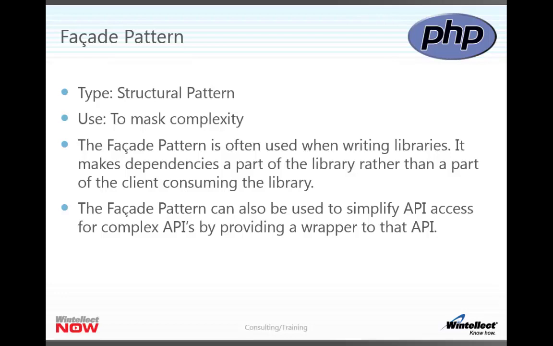So it's often used to mask library APIs and things like that, so the dependencies are moved away from the client that is actually consuming them. You mask it in a facade pattern, simple as that. Another way to do the facade pattern is to simplify API access from complex APIs by providing a wrapper around that. So a facade can actually manifest itself as an actual wrapper. So you might have the facade manifest itself in different ways.